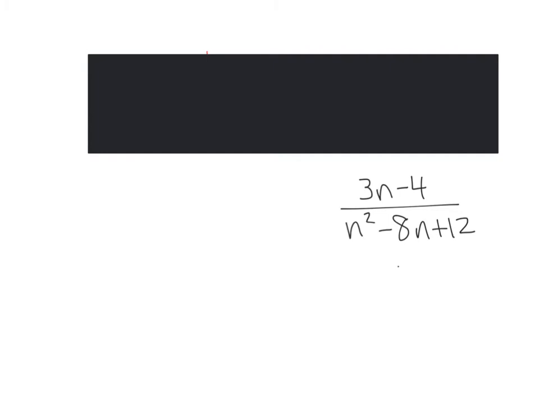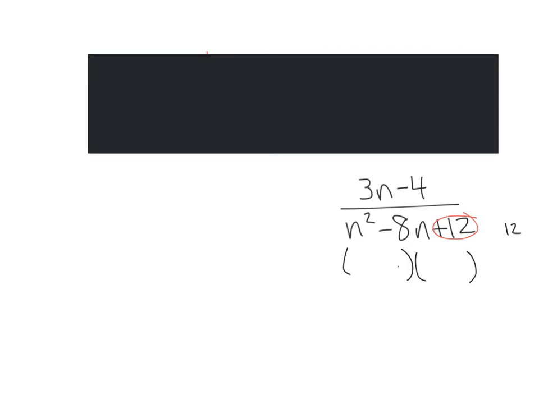The numerator is simplified as far as possible. 3n minus 4, there's no GCF. It's not quadratic, not a difference of squares type of quadratic. But the denominator we can factor. It's a quadratic trinomial with a leading coefficient of 1. We'll go ahead and put our two sets of parentheses down and put the c term off to the side.